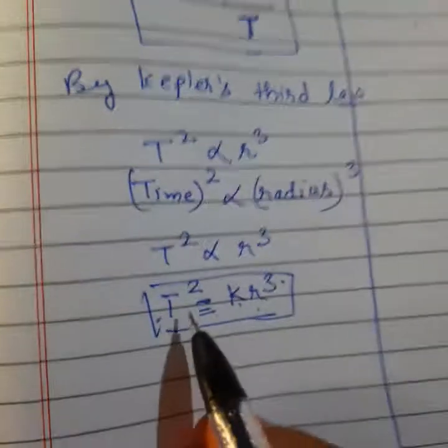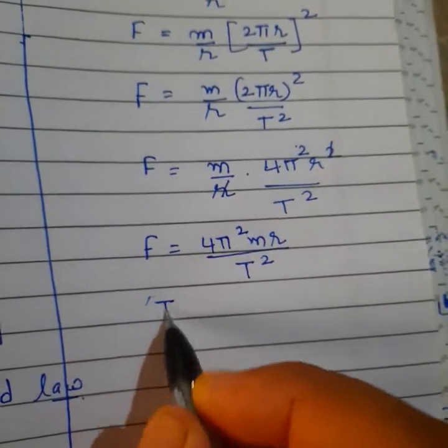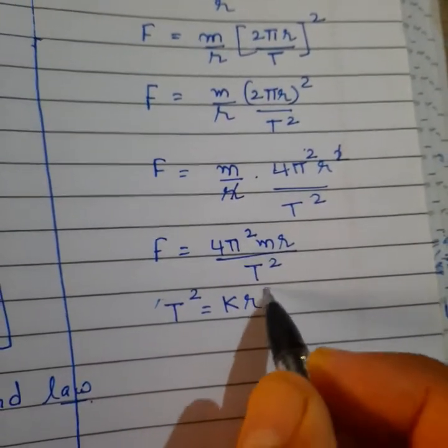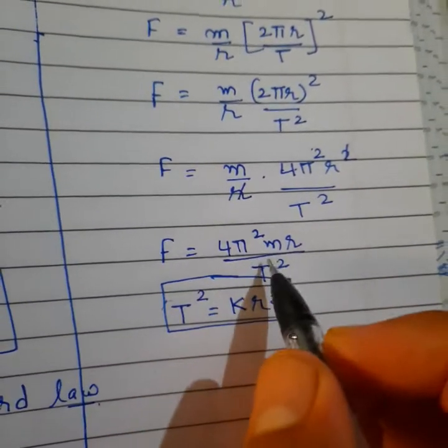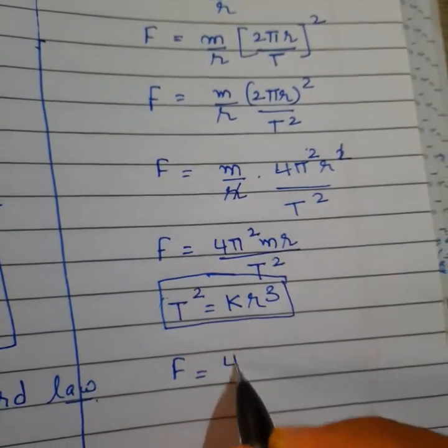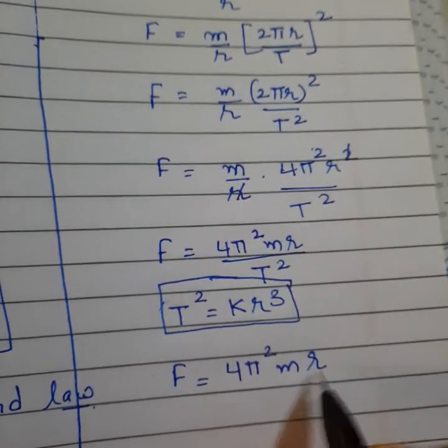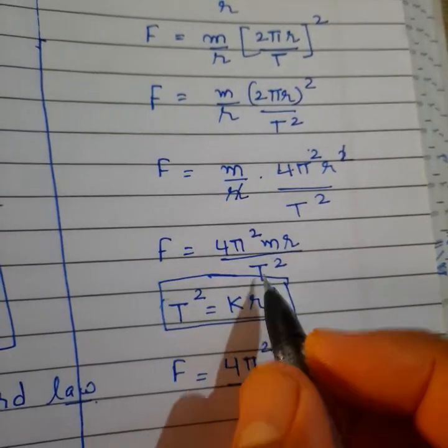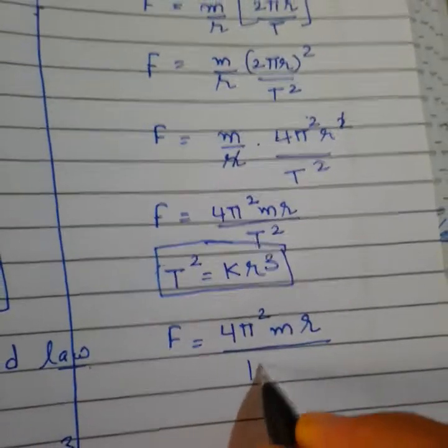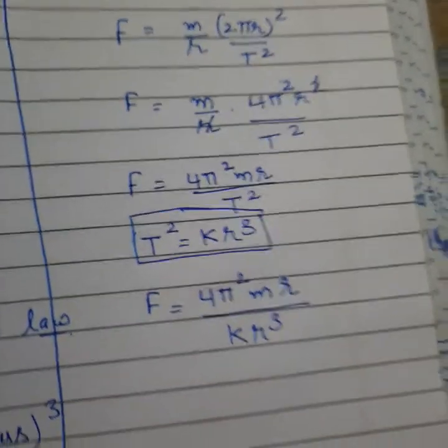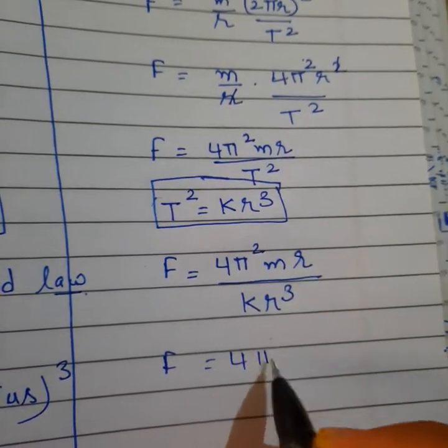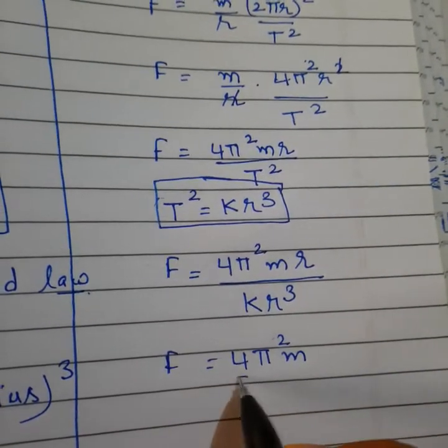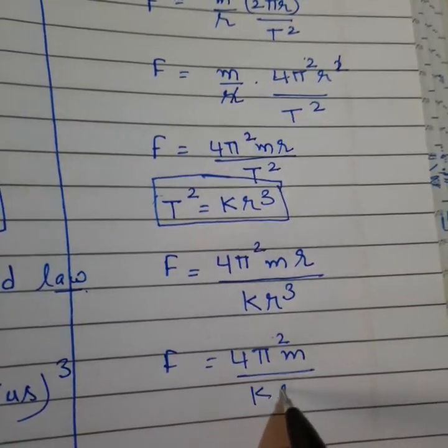Tell me student, by Kepler's third law, t square is equal to k r cube. Say yes or no. So you can put its value here, or not? Yes, we can put. So F is equal to 4 pi square m r divided by t square; put the t square value here. We will get k r cube. Clear? So one r will cancel. Then we will get 4 pi square m divided by what? Tell me student. K, that is r square. Okay? One thing you can see.